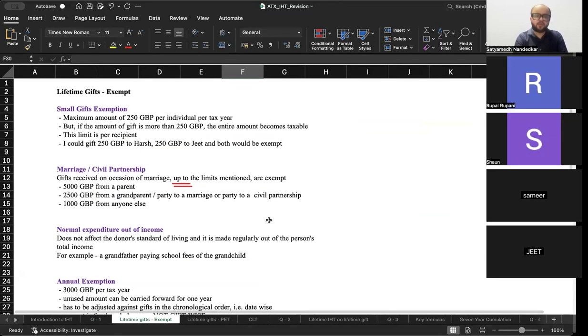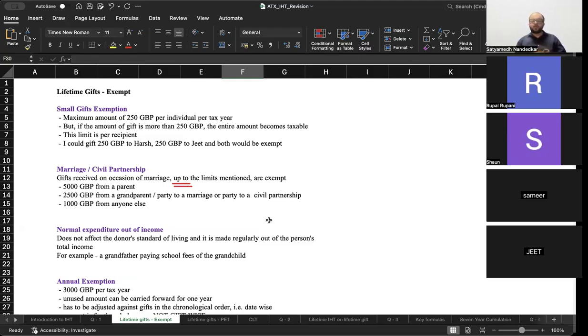Now, there are quite a few lifetime gifts which are exempt. There is the small gift exemption, maximum amount of £250 per individual per tax year. But if the amount of gift is more than £250, the entire amount becomes taxable. So if I give a gift to Sean worth £240, then that amount is exempt. But if I give him a gift of £260, then full 260 is subject to IHT, not just the part in excess of 250.